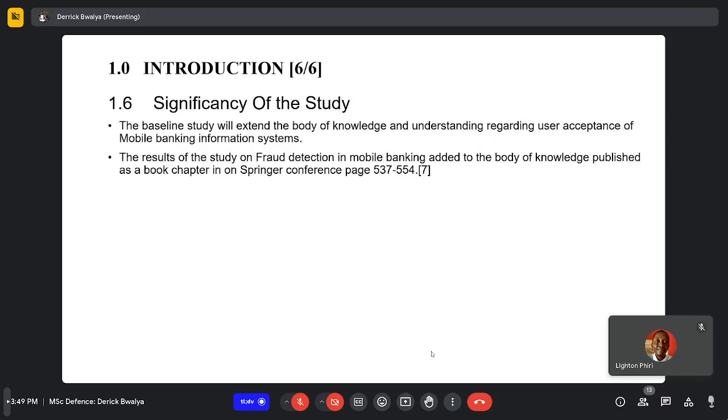What is the significance of this study? The baseline study will extend the body of knowledge and understanding regarding the user acceptance of mobile banking information systems. Then the results of the study on fraud detection in mobile banking added to the body of knowledge, published as a book chapter in Springer Conference, pages 537 to 554. Chair, that is the publication which was done as part of this study.